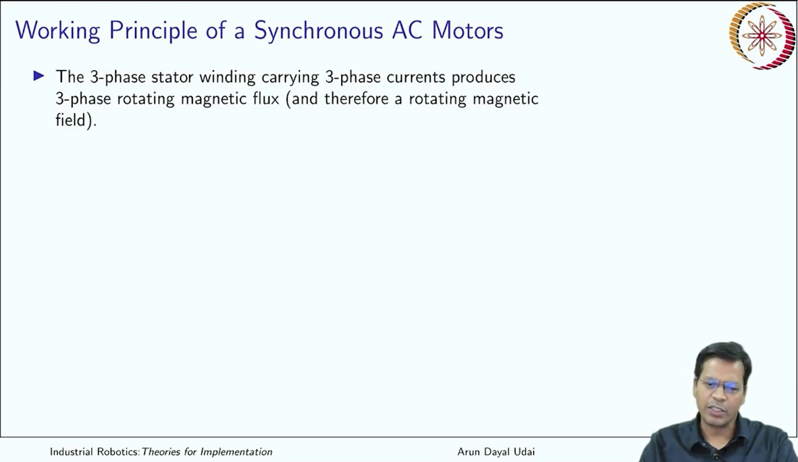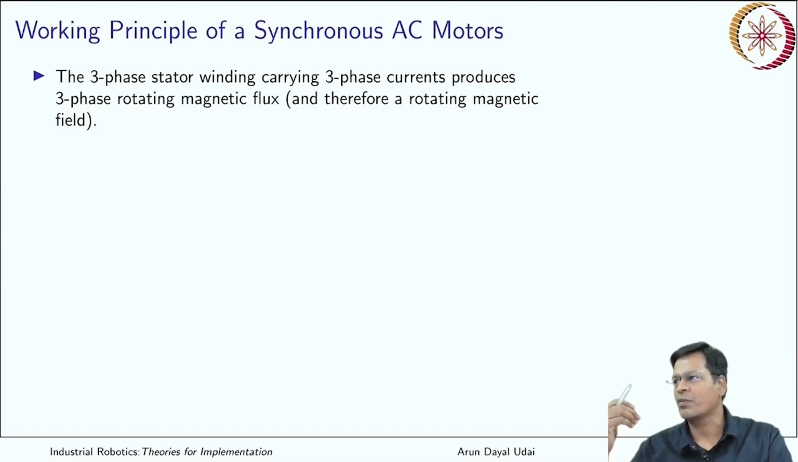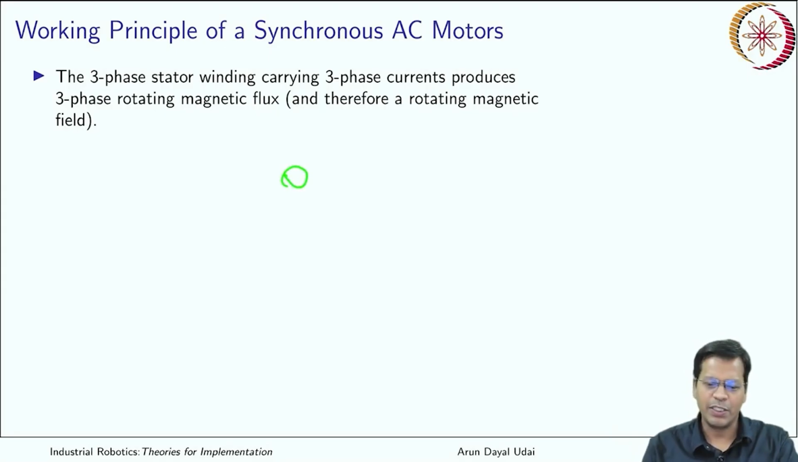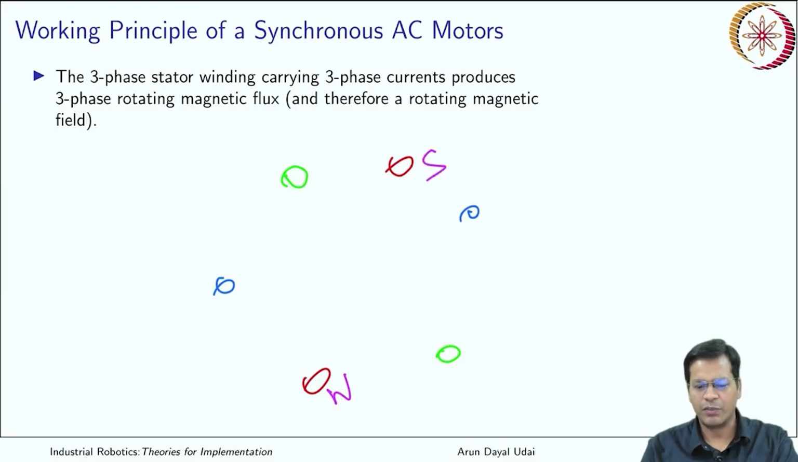So let us discuss the working principle of the synchronous AC motor. As I have told, you have a 3-phase stator winding carrying 3 phases of currents that produces a 3-phase rotating magnetic flux and therefore a rotating magnetic field. Just now I have shown you, you have multiple poles. You have poles here, another pole here and here, and yet another pole here and here. Each one of them can be north or south; if one is north, the other one is south.